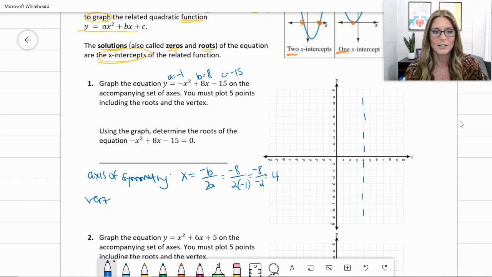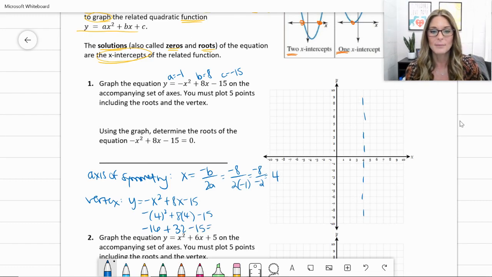I'm going to go ahead and find my vertex. You plug that positive 4 that we just found for our axis of symmetry into our equation y equals negative x squared plus 8x minus 15. So let's plug in the 4 here. We're going to have negative, and then just the 4 is getting squared, so we have negative 16 plus 32 minus 15. If you simplify that, you are going to get a positive 1. So our vertex is 4, 1.